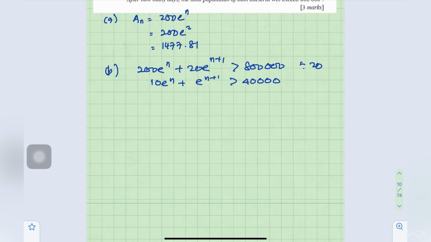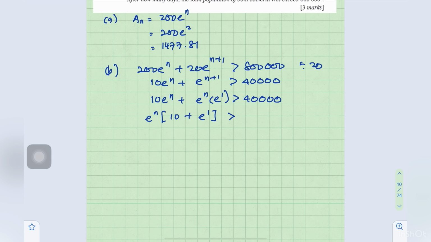Okay, so this one kita boleh factorize. Sebelum tu kita pecahkan. So, 10 e power of n plus e power of n times e power of 1, more than 40,000. So, we factorize e power of n. So, now 10 plus e, e power of n more than 40,000. Okay, so kita selesaikan e power of n more than 40,000 divided by 10 plus e power of 1. Okay, yang ni kita guna calculator je lah.